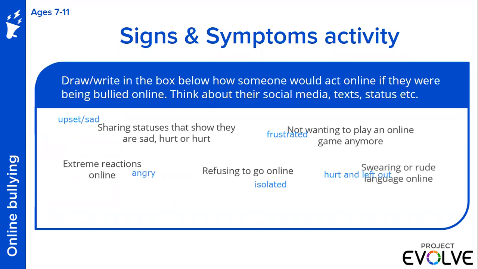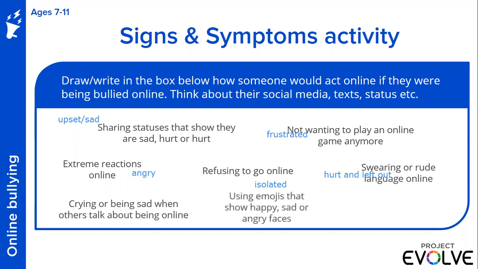Maybe they're using swearing or rude language online. Maybe showing emotion like crying or being sad when others talk about being online. So maybe they hear other people's stories and they get upset. Maybe they're using emojis that show different emotions like happy, sad, or angry faces. Sometimes they're using those emojis to show how they're feeling. Sometimes it's just being mean or bullying others online. Sometimes you see hurtful messages online as well.